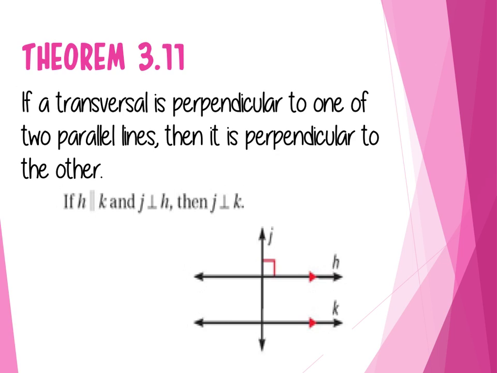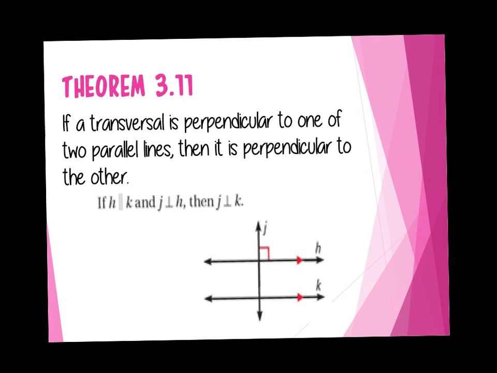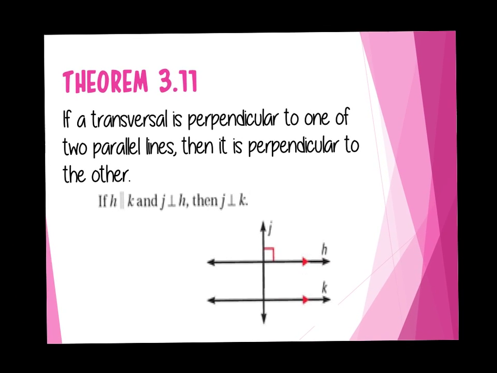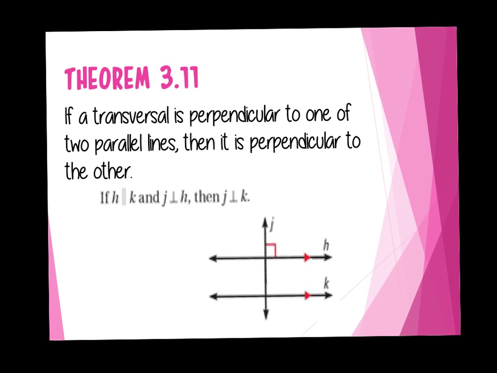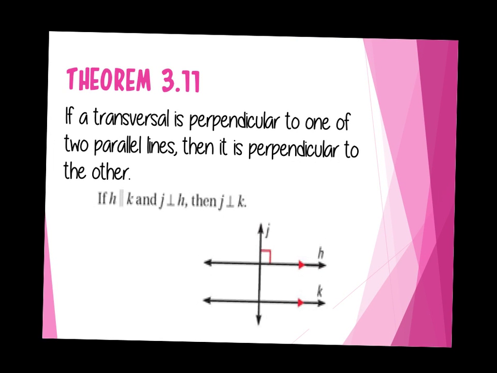Theorem 3.11 says if a transversal is perpendicular to one of 2 parallel lines, then it's perpendicular to the other, which we have talked about. But again, you didn't get it given in a theorem format. If a transversal, like in this case J, is perpendicular to H, and H and K are parallel, then J is also perpendicular to K.